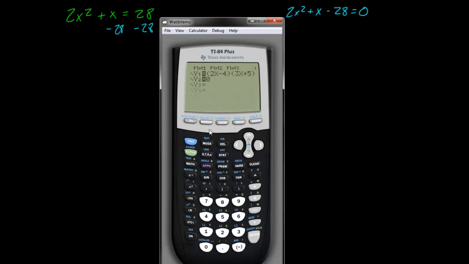I'm going to go to my y equals. I'm going to clear it out. I can leave this y2 equal to 0 because we're going to be setting it equal to 0. But now I'm just going to put in my first initial equation, 2x squared plus x minus 28. And I'm going to go and graph it. I can see both areas that it's going to be crossing.